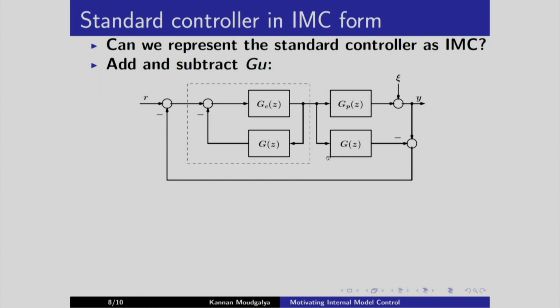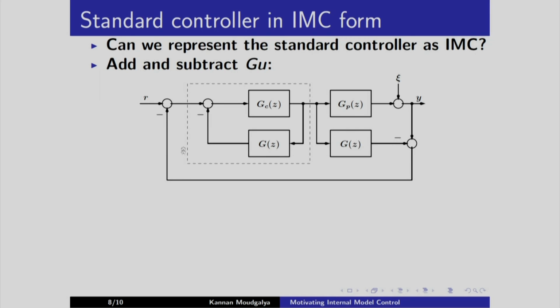Now I add and subtract G here. What do I mean by that? Supposing I have a signal U, then I have GU here, then minus GU here, then because of this minus we have plus GU coming here because of this. Whereas here this becomes minus GU. Minus GU here plus GU here, they cancel each other. It's as if we didn't have anything. So adding and subtracting produces nothing, no change. It is identical to the standard controller configuration.